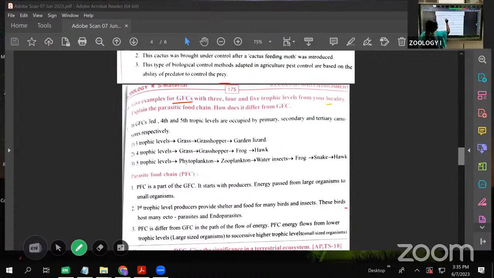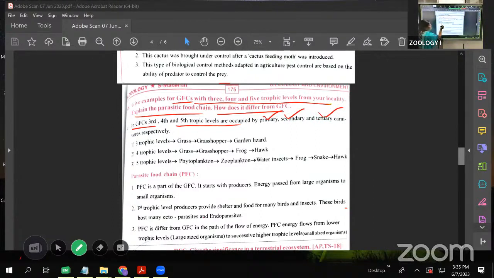Give examples of the 3 or 4 trophic levels of the grazing food chain, and explain the parasitic food chain and how it is useful. In the GFC, the 3rd, 4th and 5th trophic levels are occupied: the primary consumer in the 3rd, the secondary consumer in the 4th, and the tertiary consumer in the 5th. Clear?